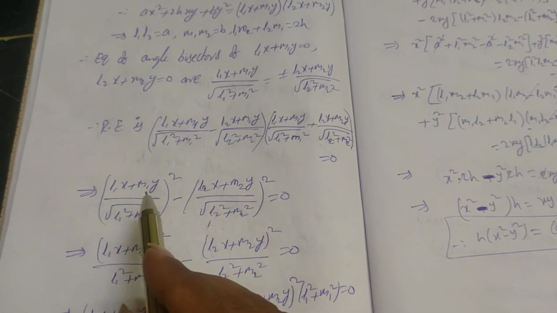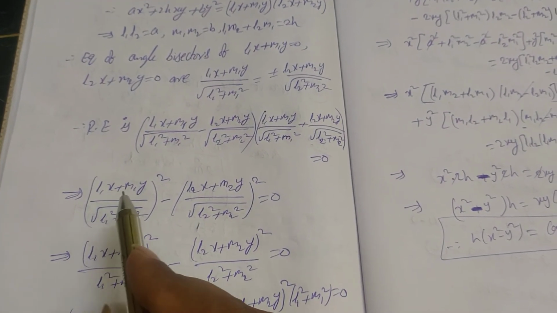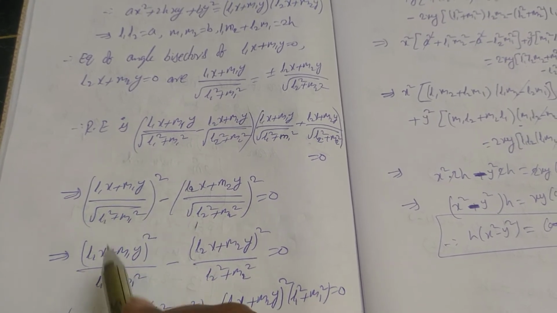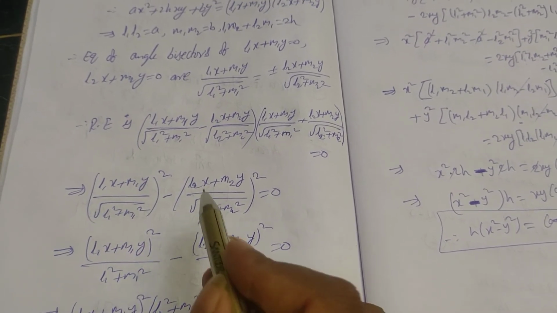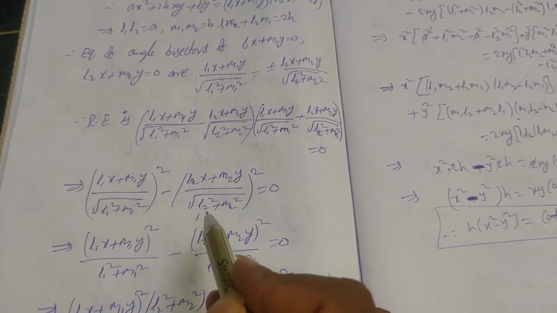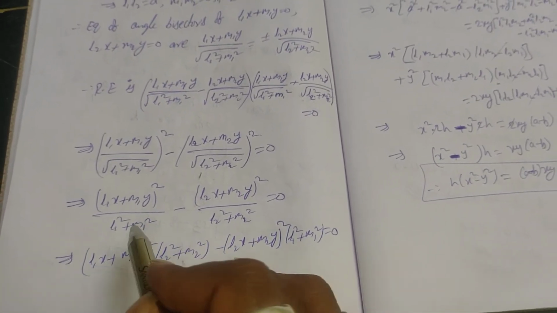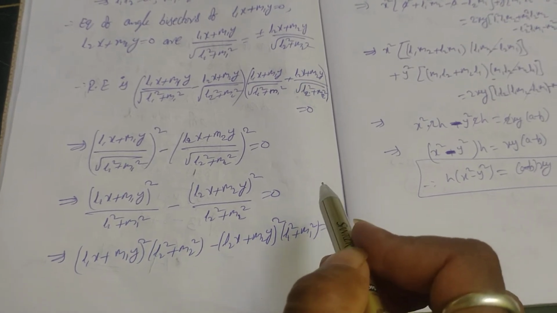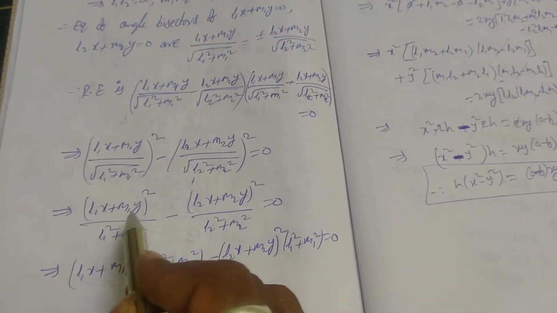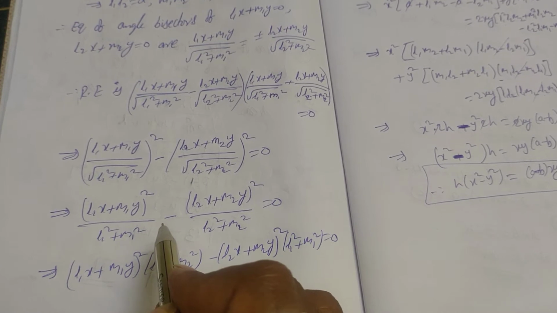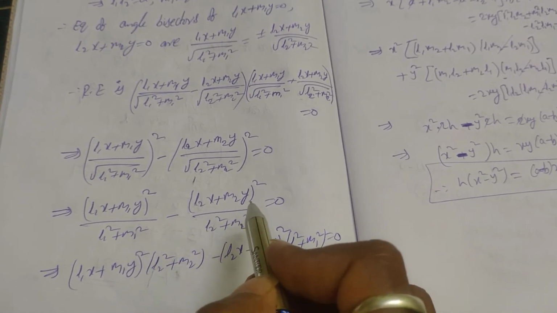So it is the formula A square by B square. So L1x plus M1y whole square by L1 square plus M1 square, the square root cancels, minus L2x plus M2y whole square by L2 square plus M2 square. So just cross multiply, take the LCM and transpose the denominator to the right side, that gives 0 only. So that is L1x plus M1y whole square into L2 square plus M2 square minus L2x plus M2y whole square into L1 square plus M1 square.